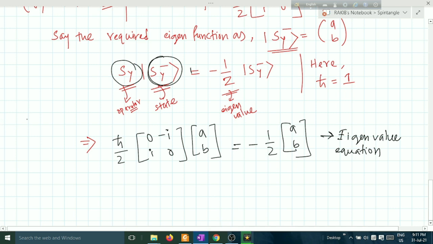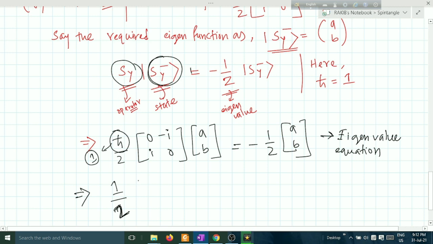Now solving this equation, here this is h cut. You can take h cut as 1, because h cut is taken as 1 for simplicity. So h cut by 2 is one half.